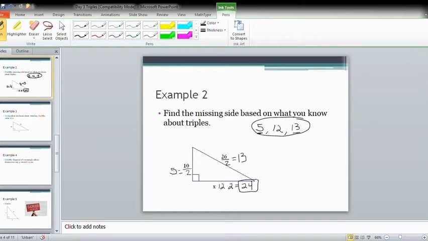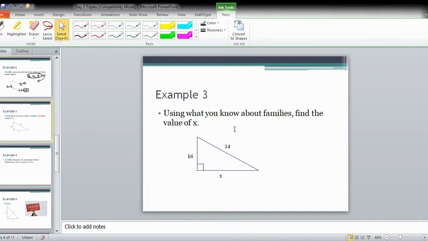Right? So again, we're looking for multiples of the family, not just specific families. So we have a multiple of the 5, 12, 13 family. This is all multiplied by 2 to give us that triangle. All right, let's keep going.